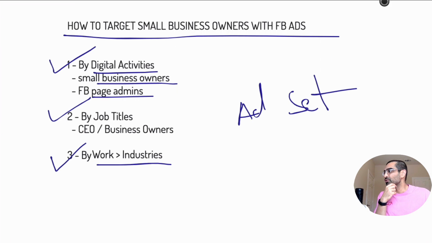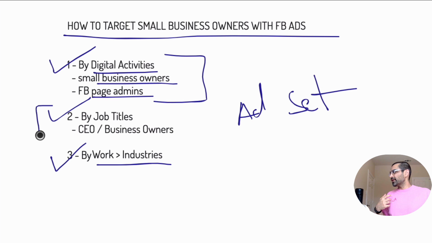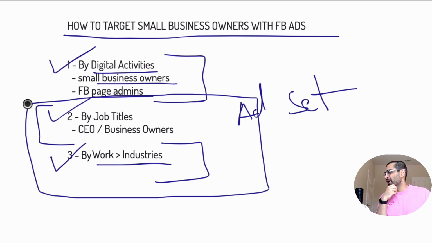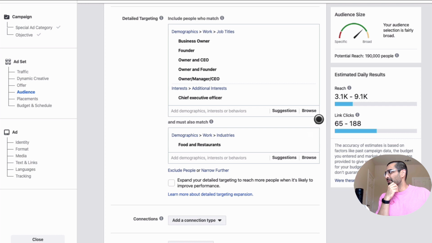So let's go back here. We looked at several different options. One of the ways you can target small and medium business owners is by digital activities, by even targeting the business page admins. The second method is by looking at different job titles, and we saw you can combine job titles and narrow down the audience with several different things. And the third one is also by work industries. And in the example we just saw, I had these two narrowed down. So I combined the job titles and the industries to be more specific. But if you want, you can just target by the industry as well.